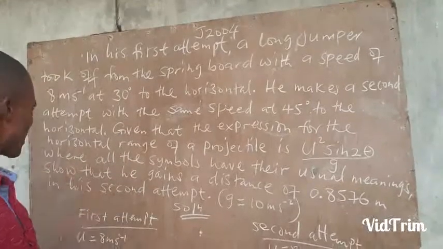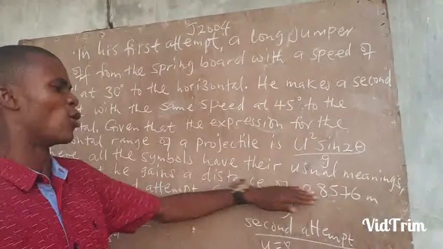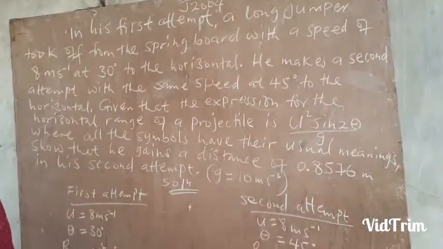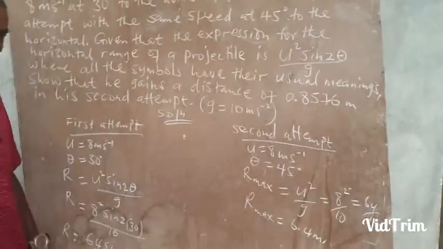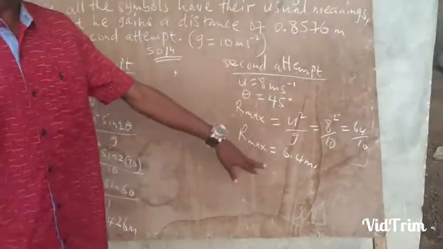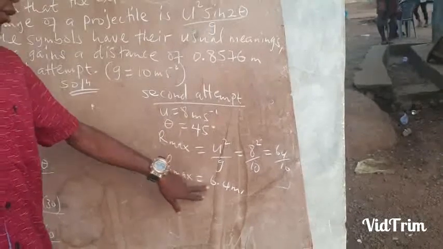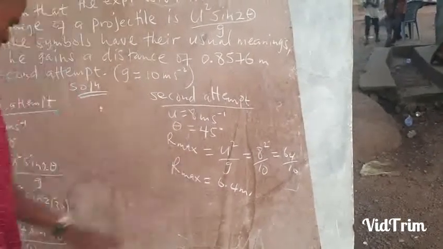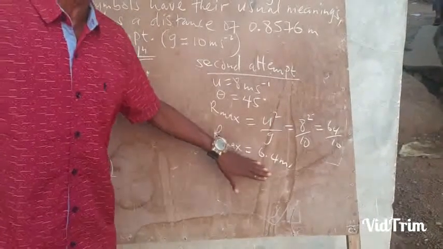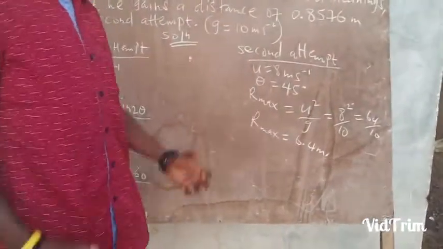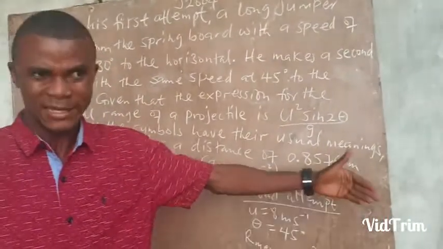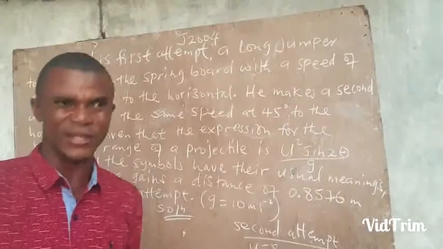Now the question says, show that he gains a distance of 0.8576 in the second attempt. You look at the two figures. In the first attempt, the range was 5.5426. When you go to the second attempt, the range was 6.4. So the last figure, the maximum, is greater than the first attempt. For you to get gain, it will be the highest value minus the smallest value. That is what we call gain. Gain means the highest value minus the smallest.